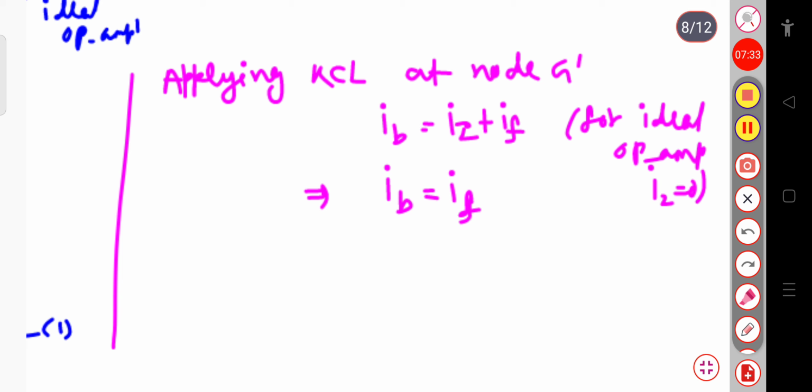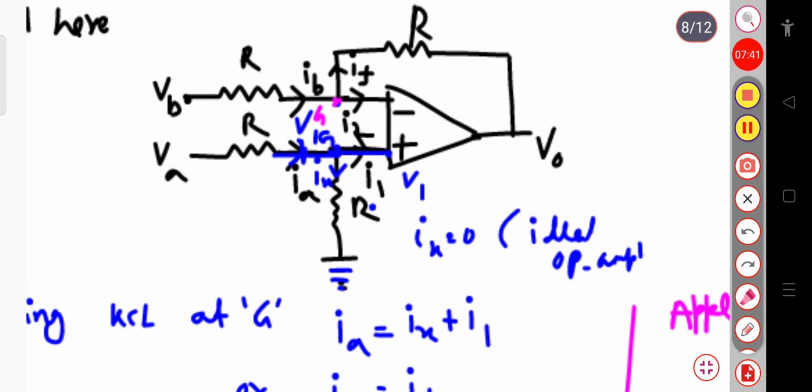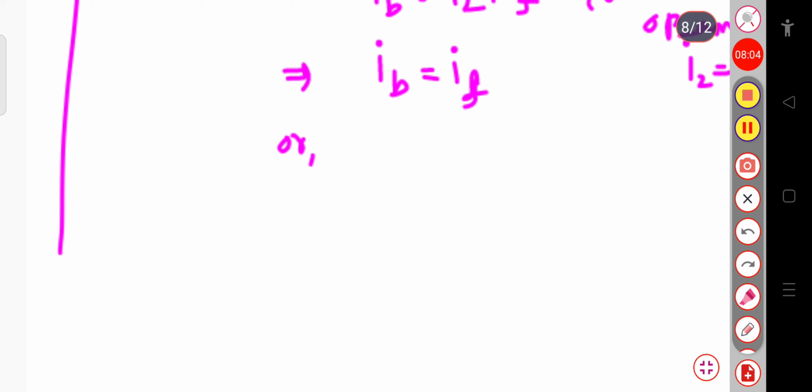Now in place of IB, let us see what the value of this current is. Suppose the voltage at this point is V2. For the IB current, this will be VB minus V2 divided by R. So for IB, I am writing VB minus V2 divided by R, and that is equal to IF.